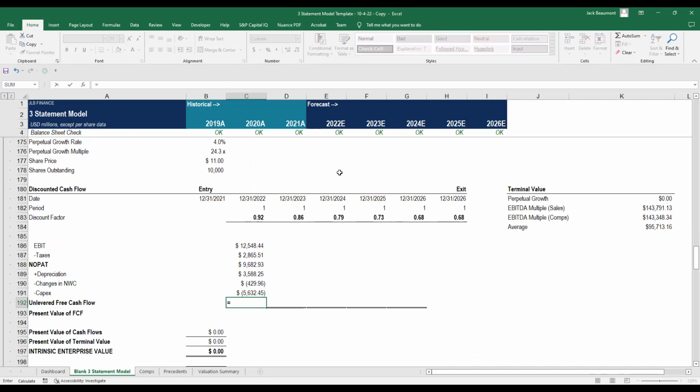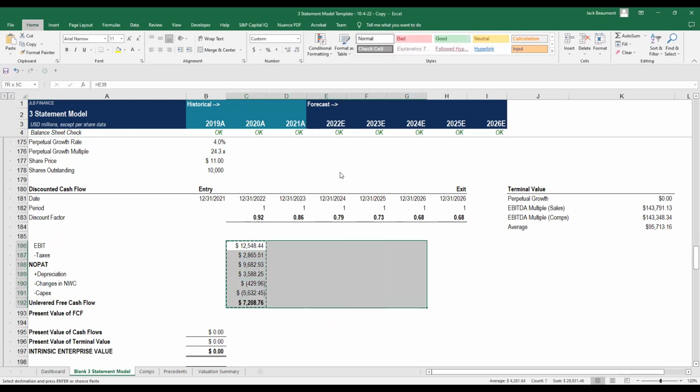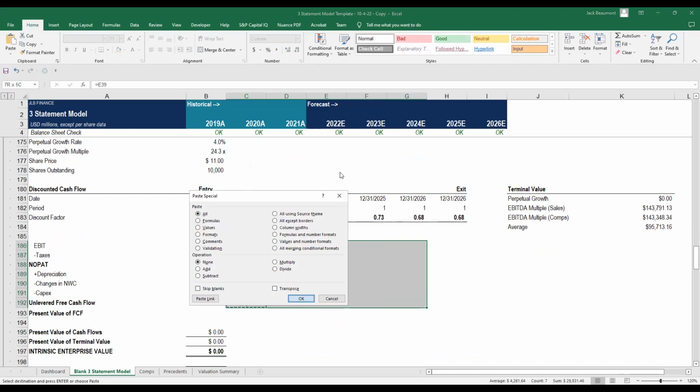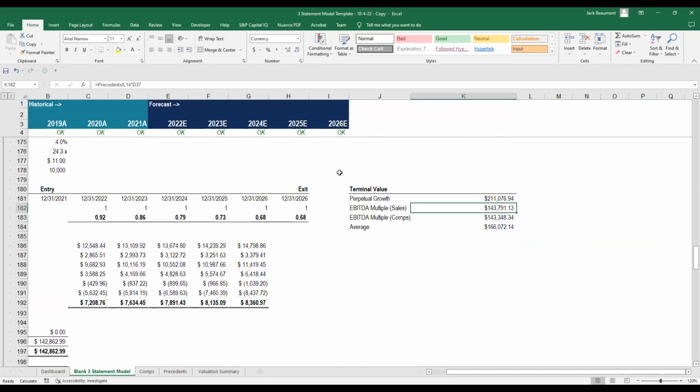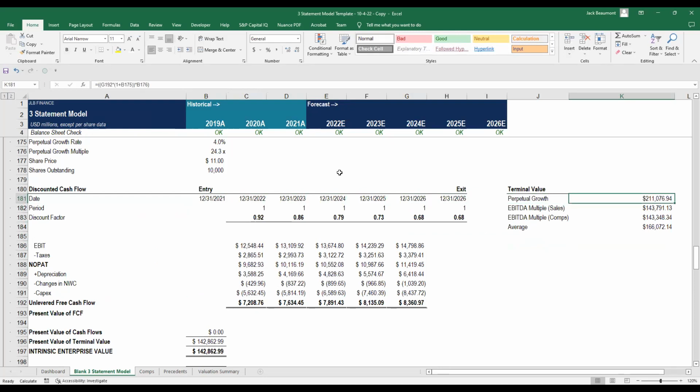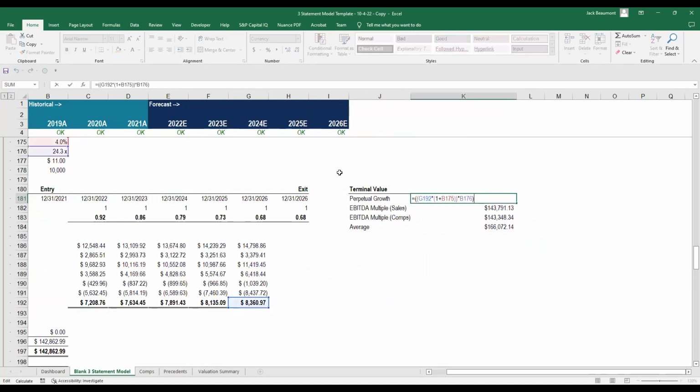Okay, so what we're going to do here is take net operating profit after taxes. We're going to add depreciation plus this because it's negative, and then plus this, and we get that. And let's copy that right across. Awesome. And you'll see the perpetual growth was added in now because I already formatted that. Okay, let's go see what's happening there.